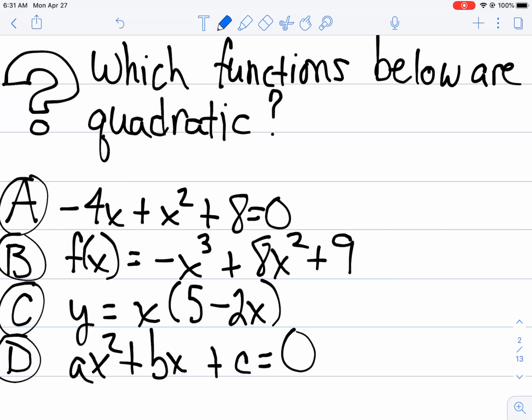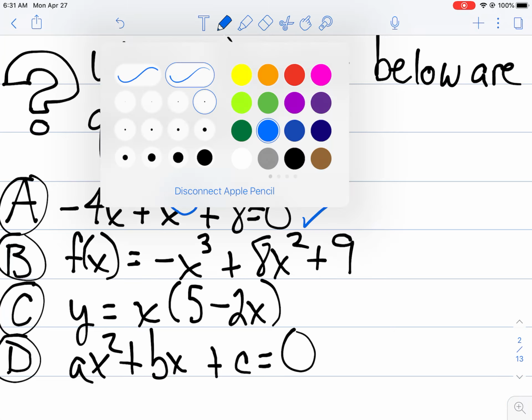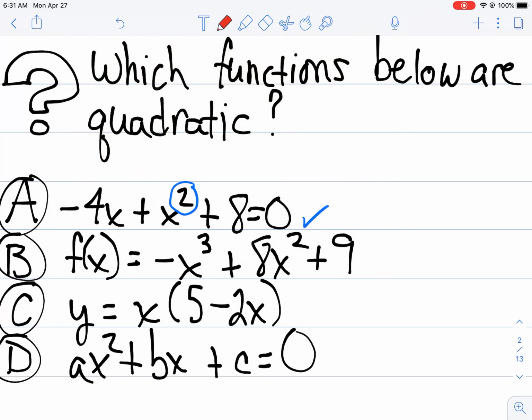Okay, so again, we're looking for a degree of 2. There's the degree of 2 on this one. It's the highest degree of all the terms, so A is indeed quadratic. Okay, I'm looking at B, and notice that on B, I see a 3, so that would mean B would not be a quadratic, it would be a higher degree.